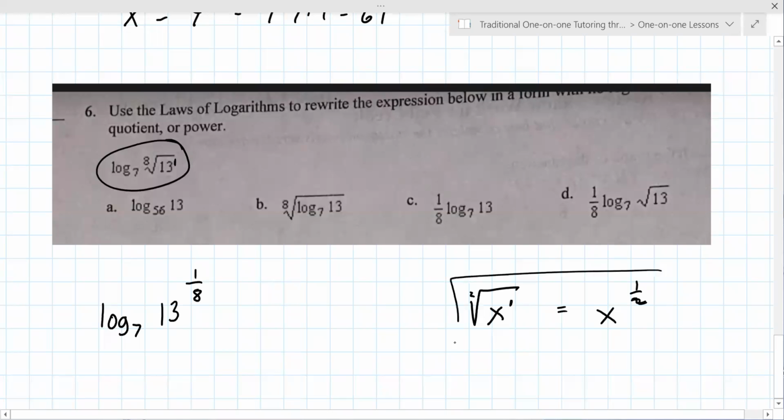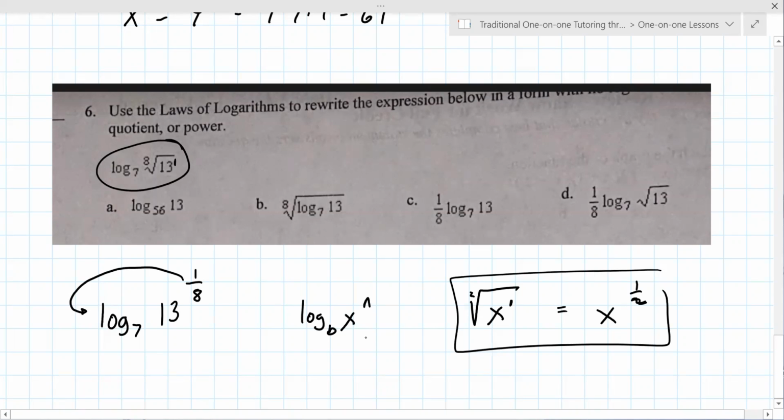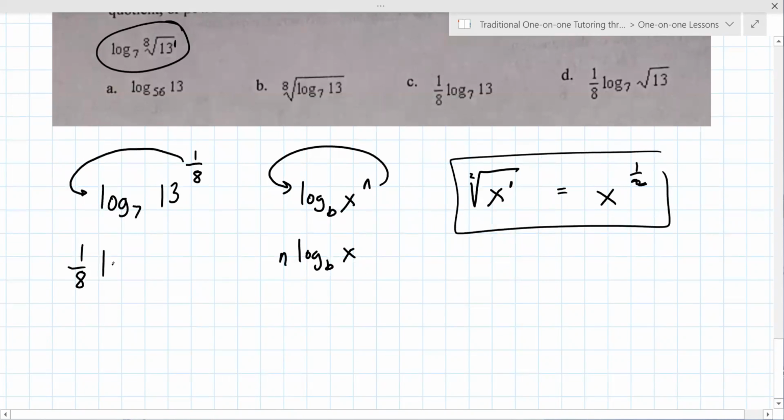Okay, so sometimes you need a reference to remember these over here. So the next property is that you can actually bring the exponents out in front. That's log base b of x to the n becomes n times log base b of x. So in your problem, you can actually bring that 1/8 out in front. So that looks like letter C again.